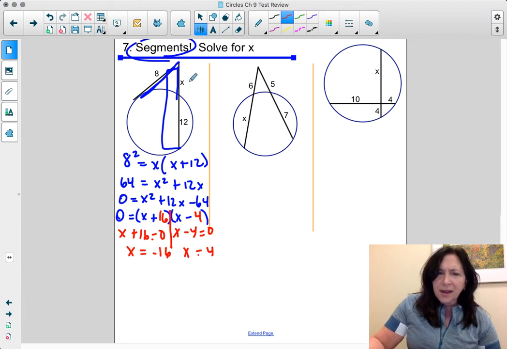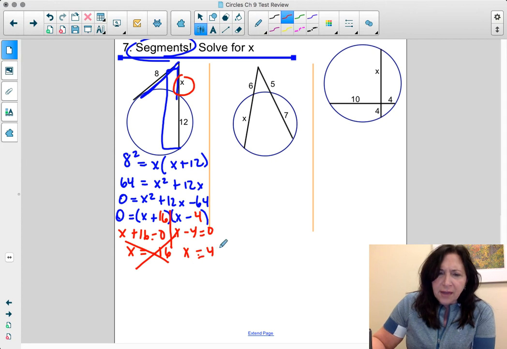Well, you can't have a negative length for a side. So therefore, for that segment, it's not accurate. It doesn't work. It's no solution. This answer is 4.